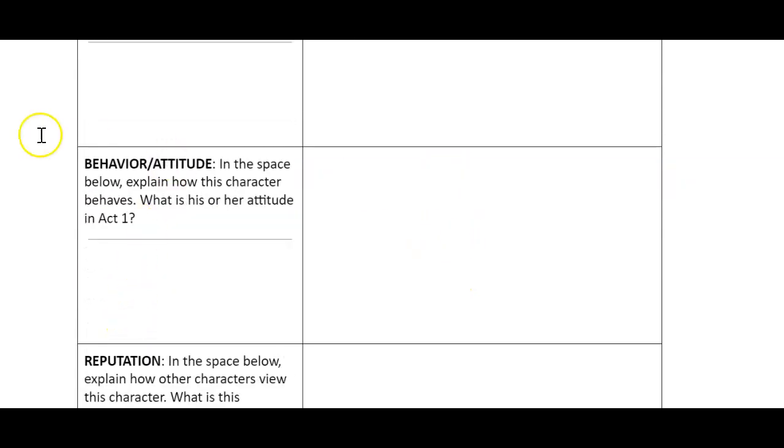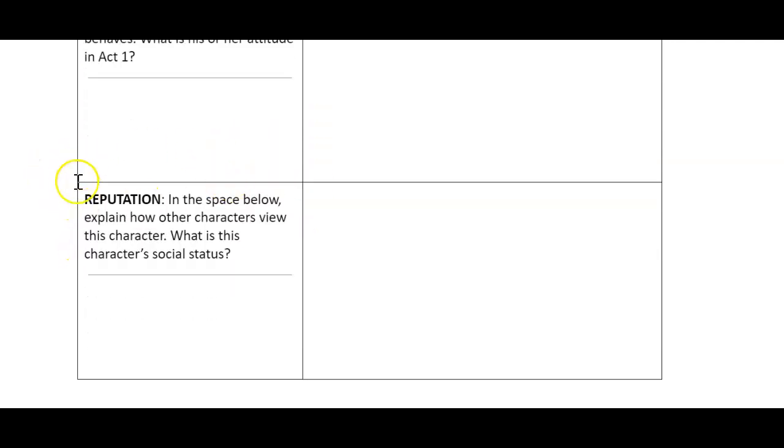Then you're going to decide on a behavior or attitude your character has. So it says in the space below, explain how this character behaves. What is his or her attitude in Act 1? And then what's their reputation? In the space below, explain how other characters view this character. What is the character's social status? So on and so forth.